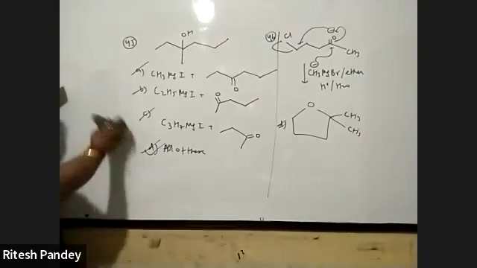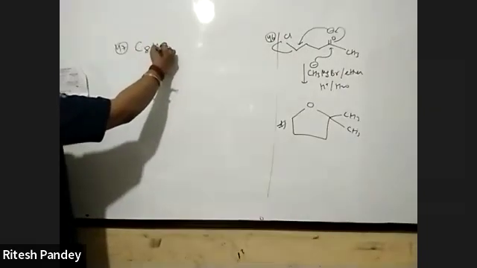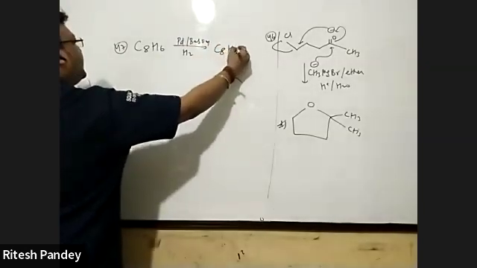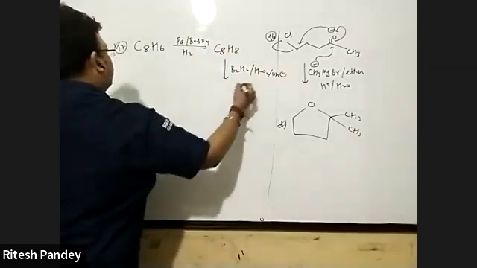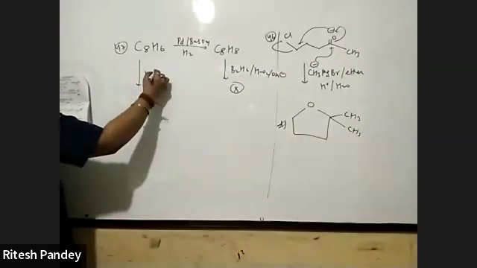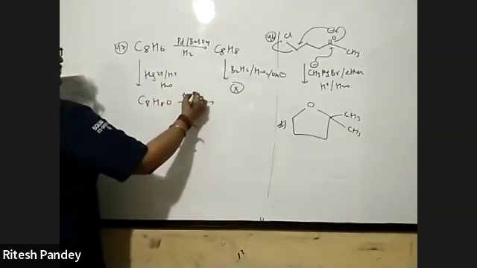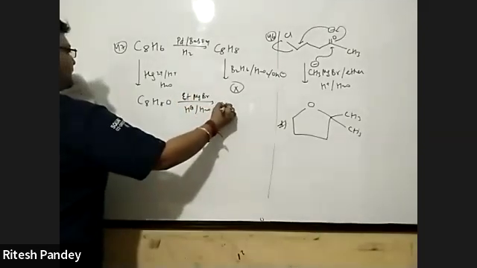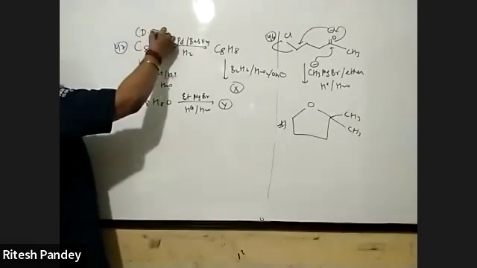47. Compound is C8H6 with palladium, barium sulfate, and hydrogen becoming C8H8. That with B2H6, H2O2 OH minus becoming X, and this with Hg2 plus H plus hydrolysis becoming C8H8O, which reacts with EtMgBr, and undergoes hydrolysis. Right. So first of all, C8H6, tell me what is the degree of unsaturation here?